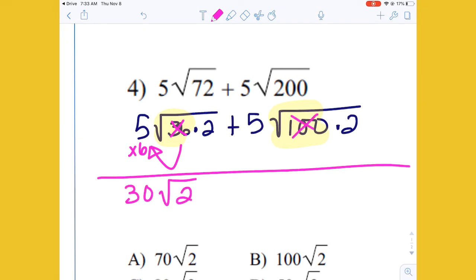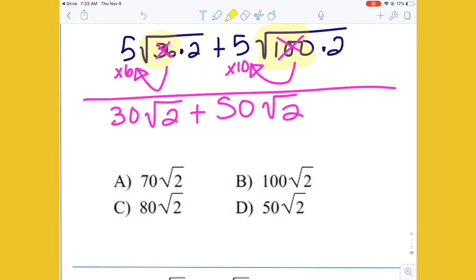The square root of 100 is 10. That'll give me 50 on the outside. We have square root of 2's that we can combine. So we do 30 plus 50, and you're going to get 80.